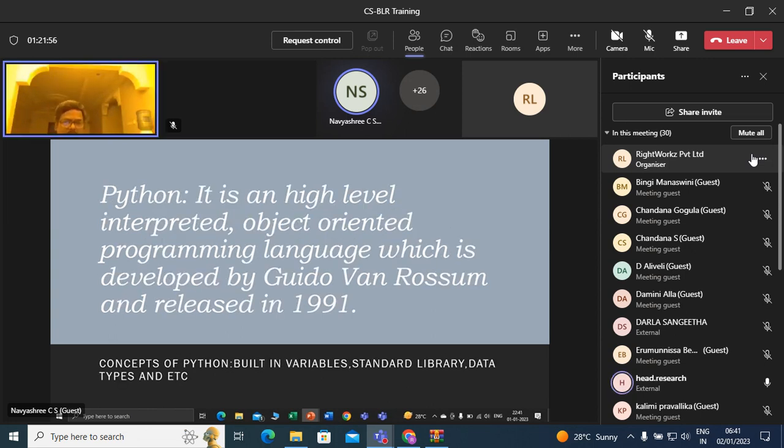The next question is, what is Python and explain the concepts of Python. As you all know, Python is a high-level interpreted, object-oriented programming language developed by Guido van Rossum, and the original version of Python was released in 1991. The concepts of Python are built-in keywords such as False, True, break, class, def, if, else, and so on, the standard libraries and data types. The standard libraries are NumPy, Pandas, Matplotlib, SciPy, Scikit-learn. The data types are Boolean, string, list, dictionary, tuples, integer and sets.